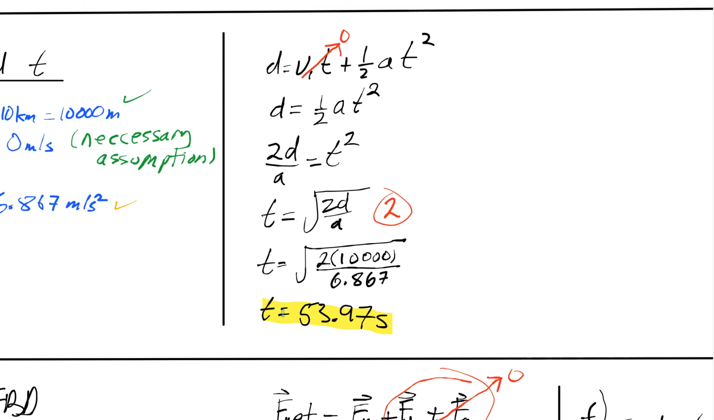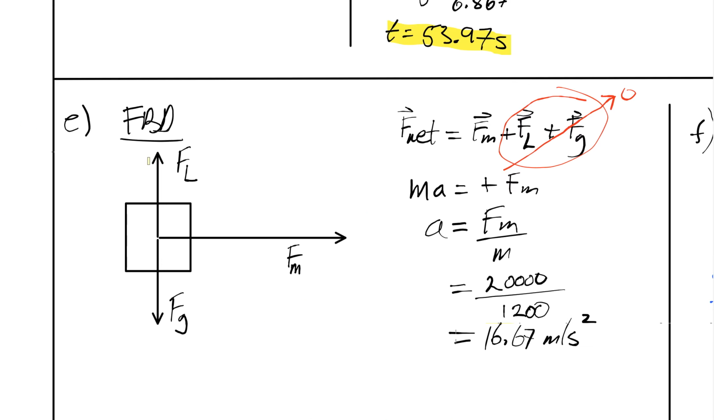Substituting in, we get a time of 53.97 seconds. And that's how long it would take to reach an altitude of 10 kilometers. Pretty quick. Moving on to part E.